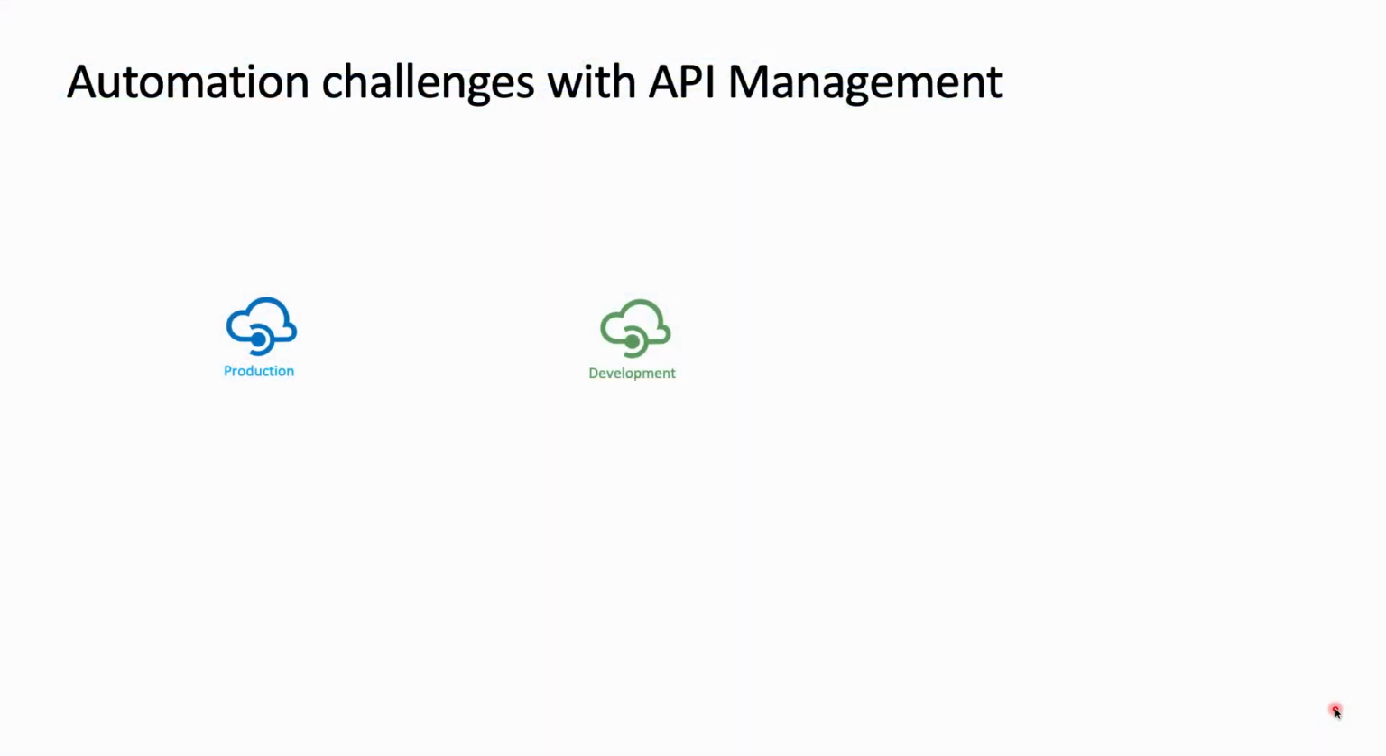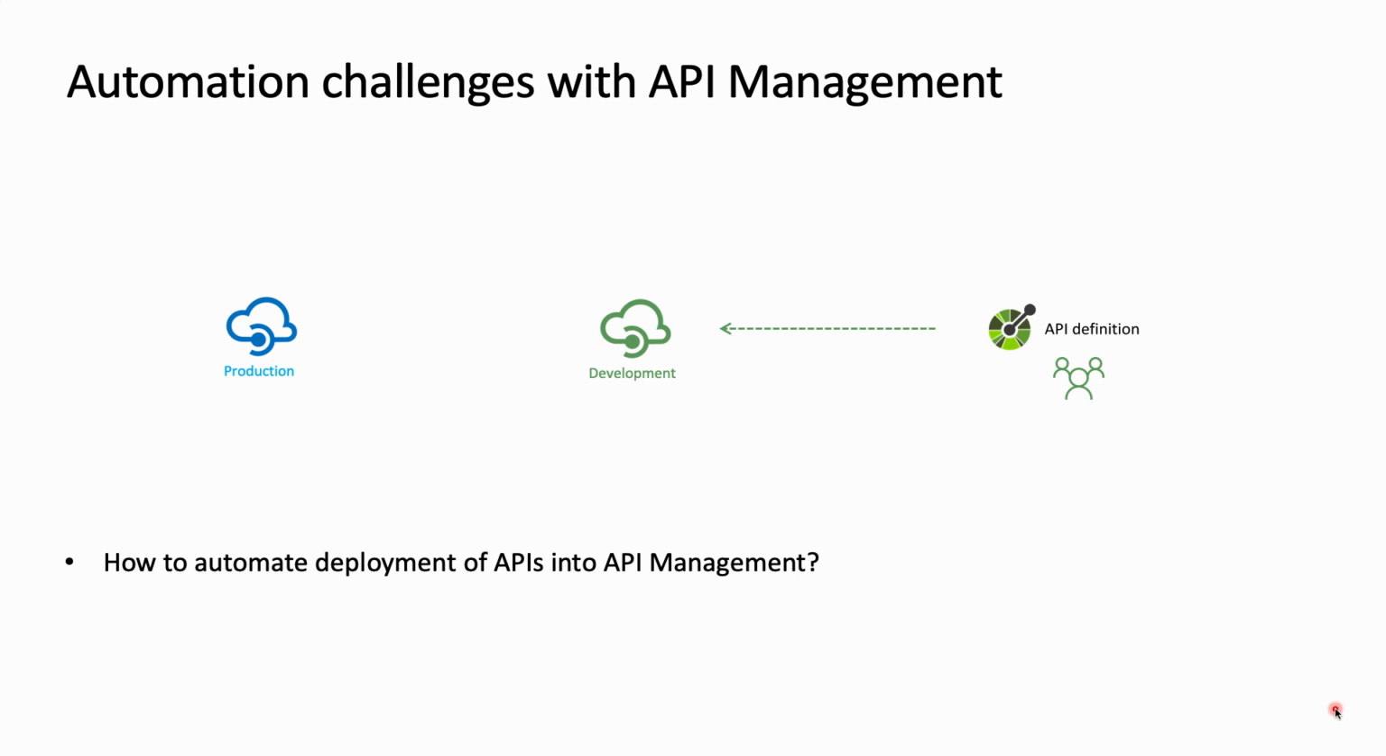Essentially, we know that organizations today use multiple deployment environments, such as dev and production. So as an API developer, once I have finished developing and deploying the backend service of my API, how do I automate the deployment of my API into API management? That's the first challenge.